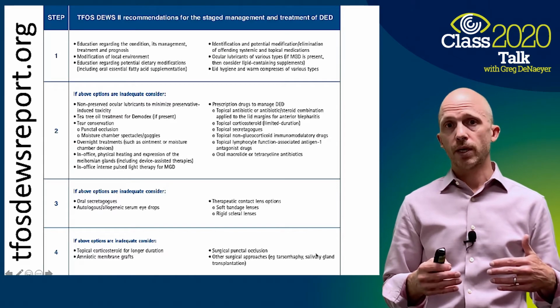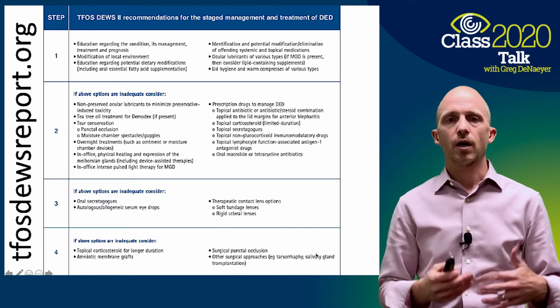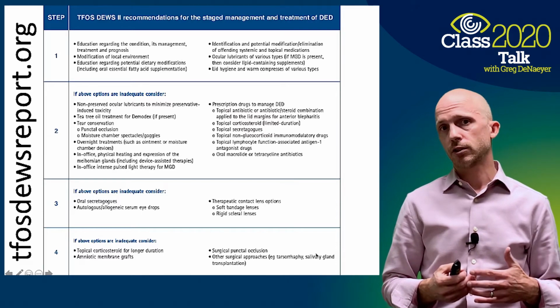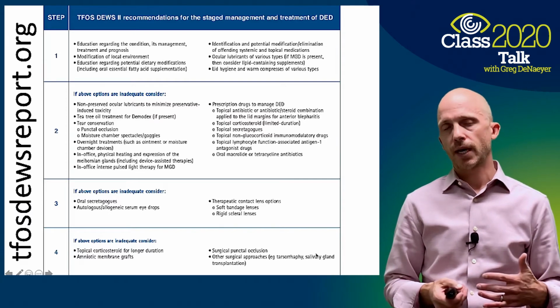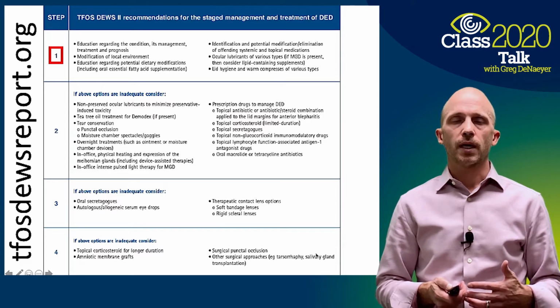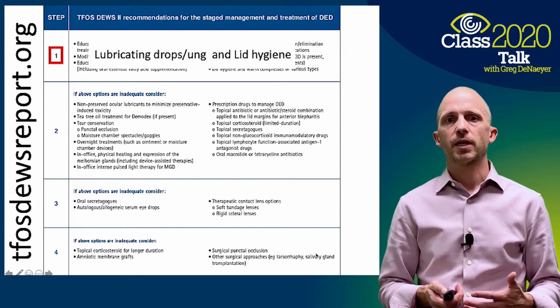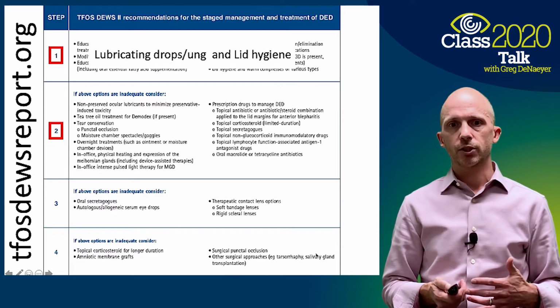Well, looking at how we might manage patients with ocular surface disease, we can go back to our DEWS report, our dry eye workshop report, and they have recommendations for a stepwise management system that will allow you to help these patients. And step one, and this is the start of how we might manage these patients, includes lubricating drops and ointment as well as lid hygiene.